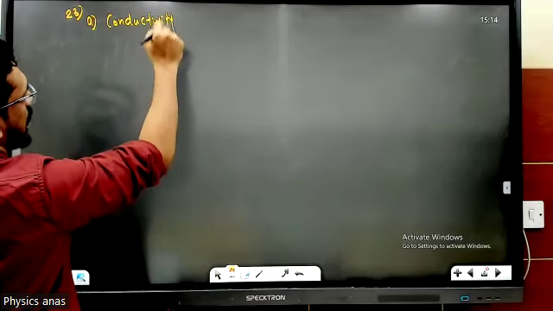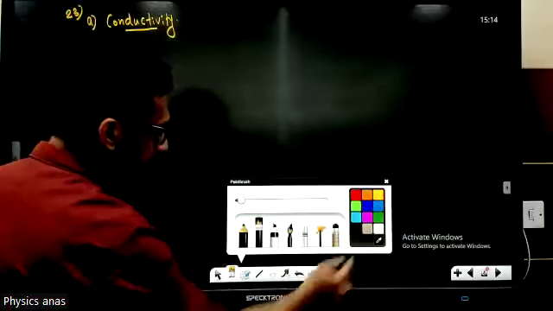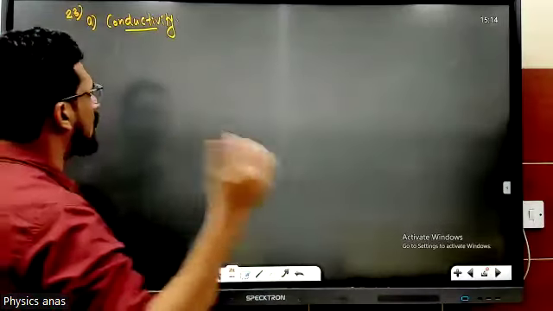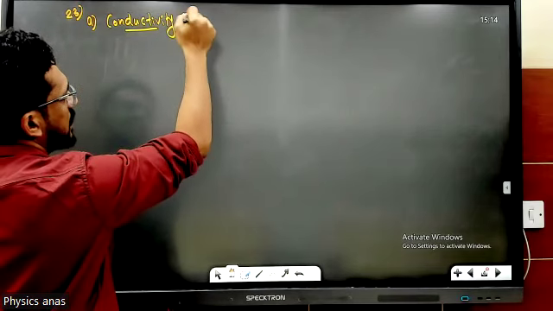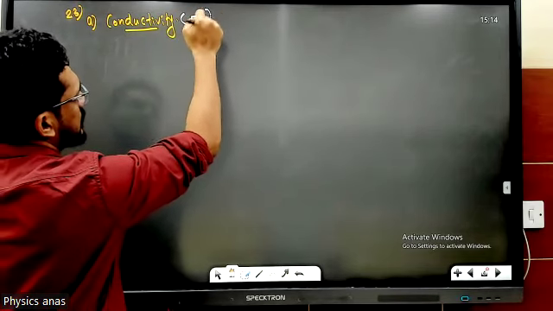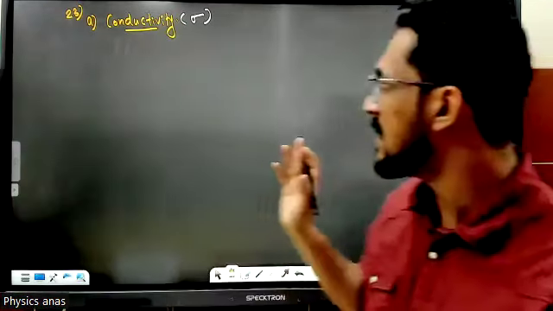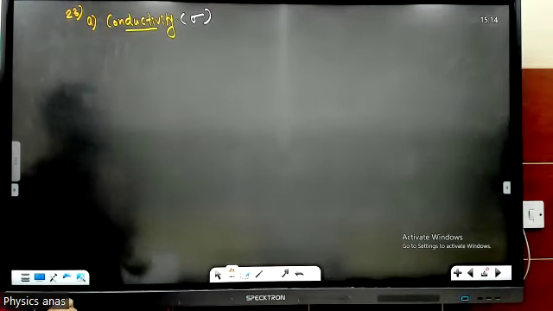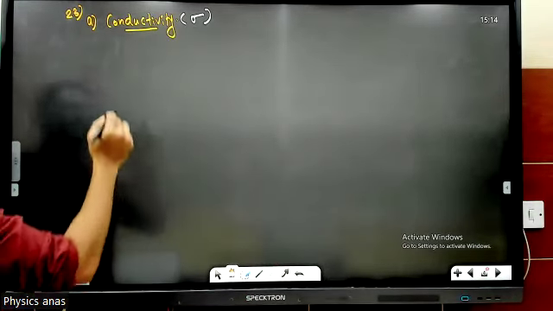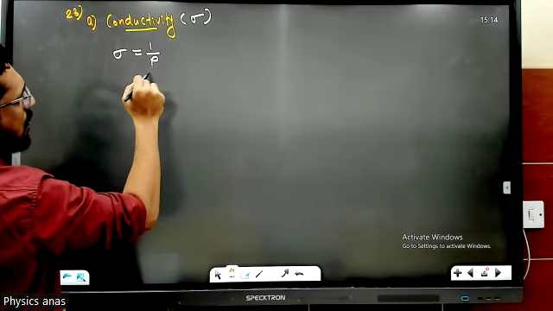Conductivity of a metallic wire. What is conductivity? Conductivity is a property of a conducting material. It is represented with the symbol sigma. You can define conductivity by using the equation of conductivity. What is the equation of conductivity? Sigma is equal to 1 by rho.